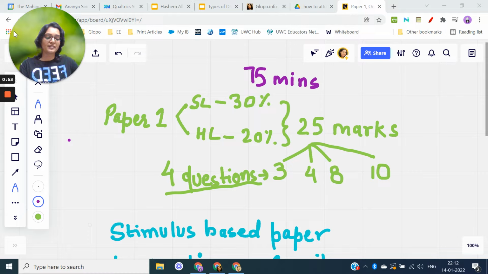Those who are in the current grade 11, or those who would be opting for global politics in future. So this is about paper one, what we would be discussing today. It may go a bit lengthy, right? And at times it may be boring.